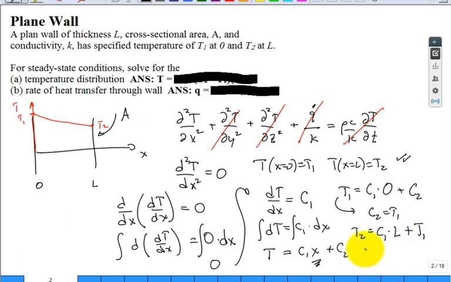But now I could solve for C1. C1 is T2 minus T1 divided by L. I'm done. I have an analytic expression for the temperature distribution. Does it look something like that? Oh yeah, I did this C1. I already solved for C2, didn't I? Thank you. Okay, so now what is the rate of heat transfer through the wall?